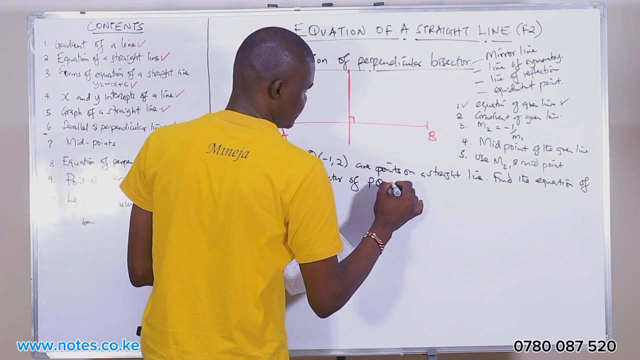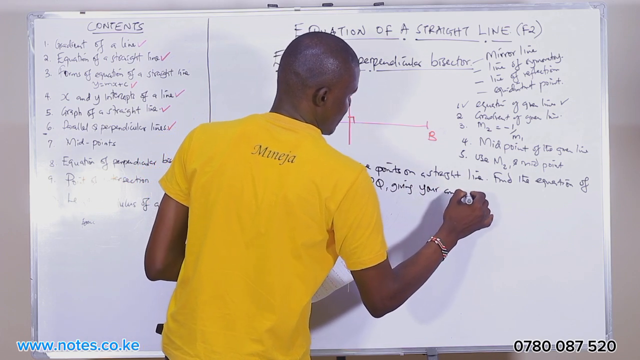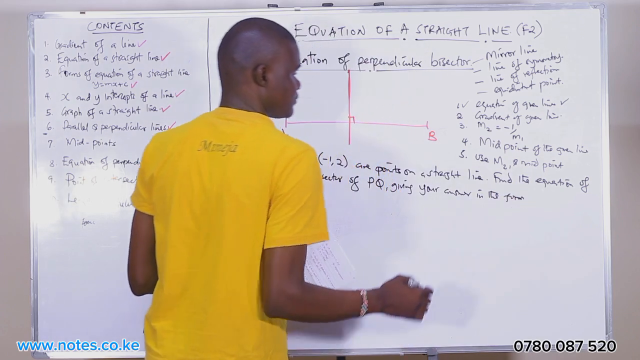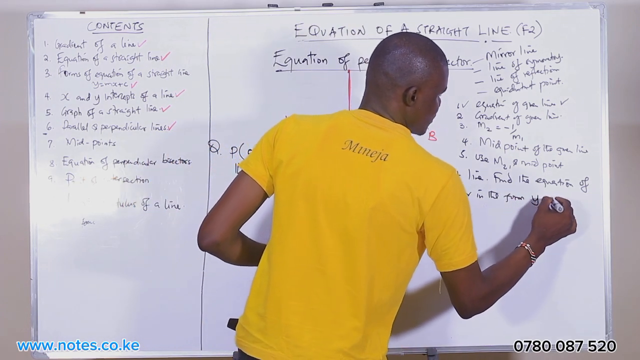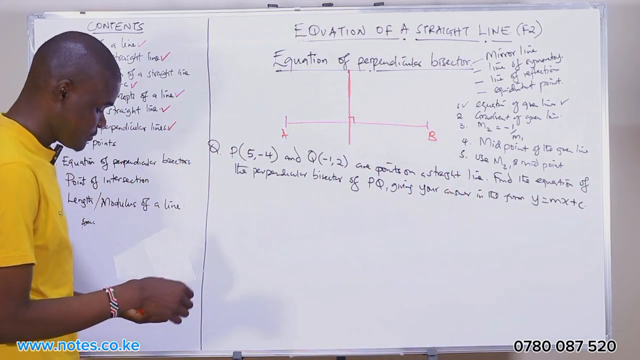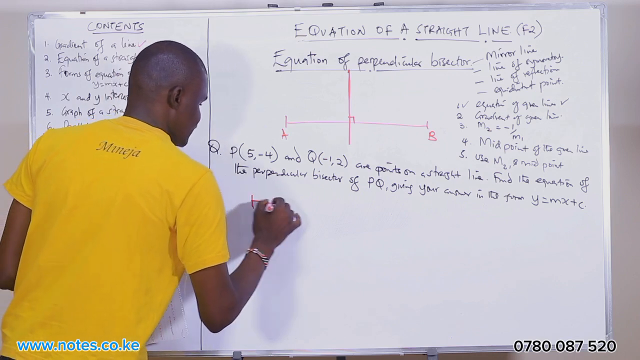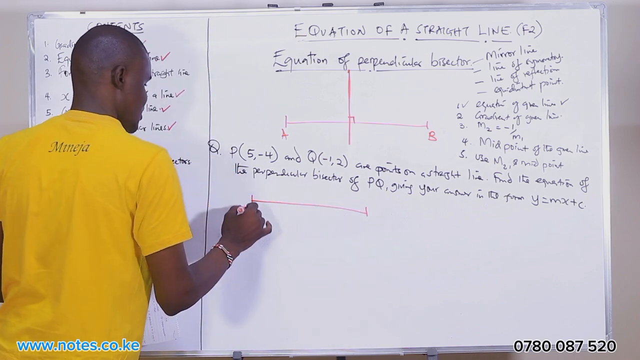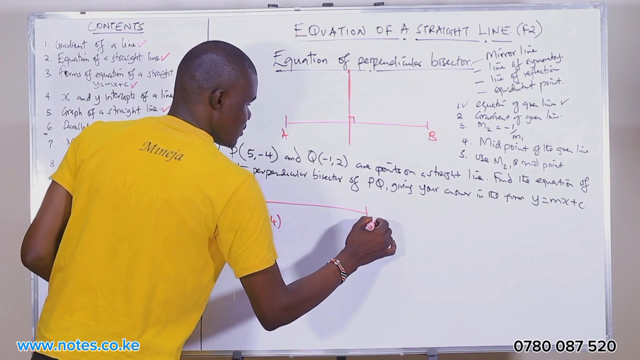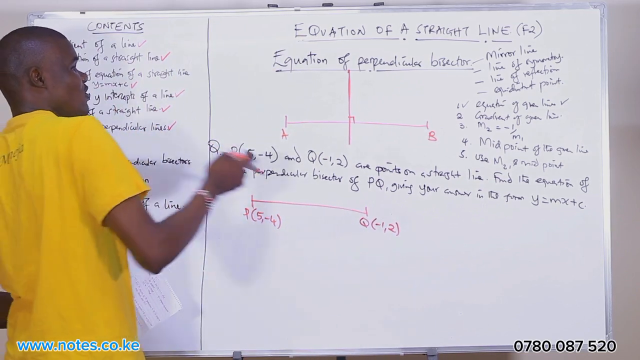Giving your answer in the form y equals mx plus c. Now follow through with me. I said for this you must have a sketch so that you know what you are doing. Have a sketch. We have point P, which is (5, -4), and we have Q, which is (-1, 2). So once you have that, follow the procedure.